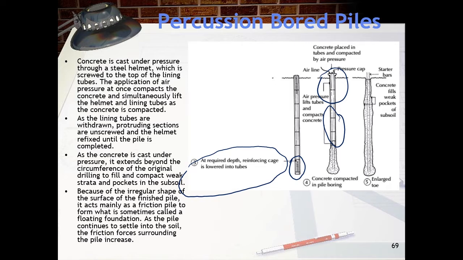As the concrete is cast under pressure, it extends beyond the circumference of the original drilling to fill and compact weak strata and pockets of the soil. Jadi you nampak memang dia tak straight jadi dia akan fill in the pockets of the subsoil. Because of the irregular shape of the surface of the finished pile, it acts mainly as a friction pile to form what is sometimes called a floating foundation. As the pile continues to settle into the soil, the friction forces surrounding the pile will increase.